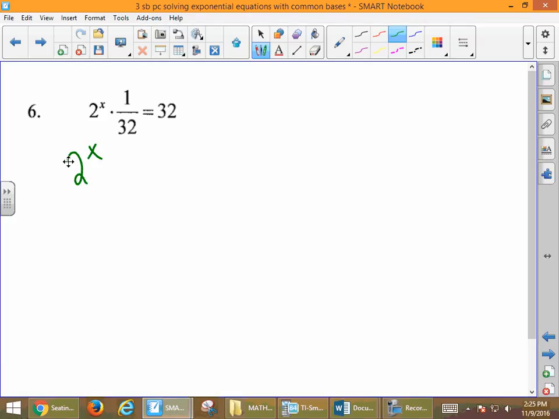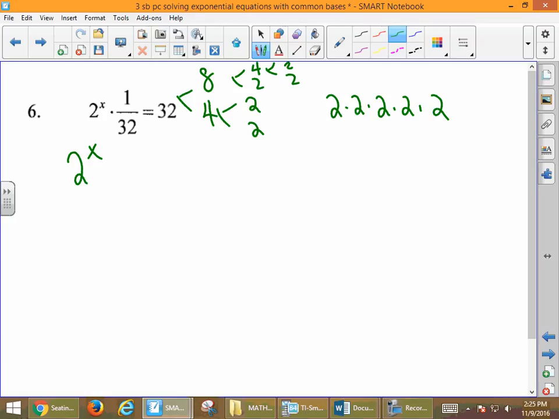But we can rewrite 32, and luckily it's part of 2 parts of the problem. So 32 is 8 times 4, which is 2 times 2, and 8 is 4 times 2, which is 2 times 2. In other words, we have 2 times 2 times 2 times 2 times 2. So this is 1 divided by 2 to the 5th. And over here, 32 is 2 to the 5th.